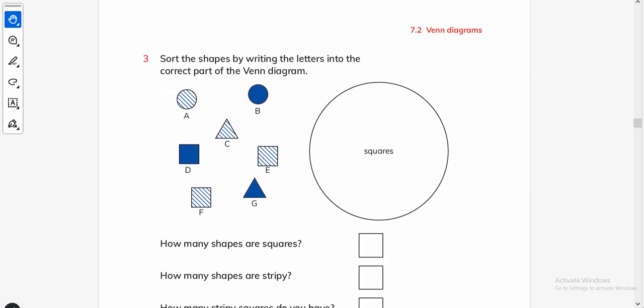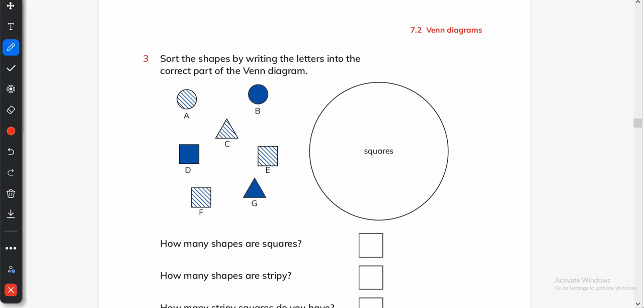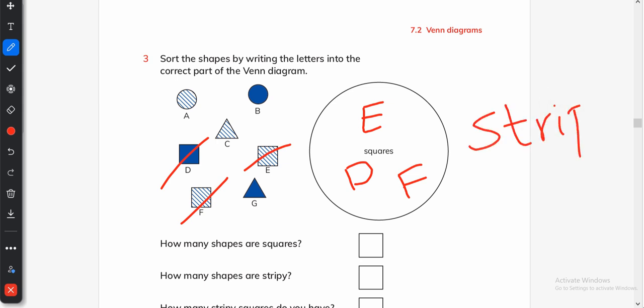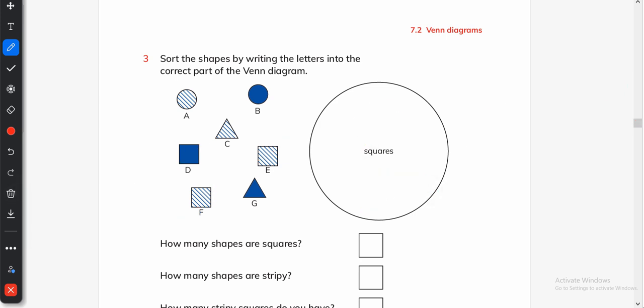Sort the shapes by writing the letters into the correct part of the Venn diagram. All squares. Only E, not only, it is E, D, and F. E, D, and F. If I change the question to the striped shapes, or the shapes with stripes, will I change the letters as well? Yes, because the striped shapes are A, C, E, and F.